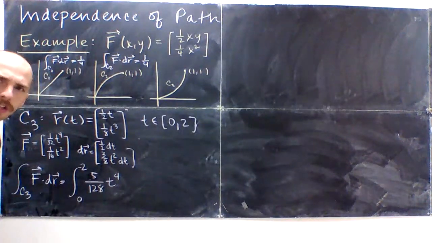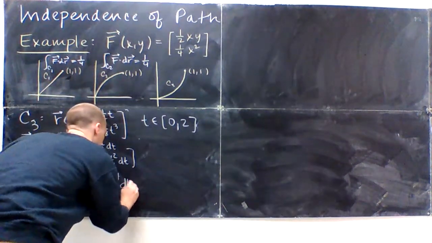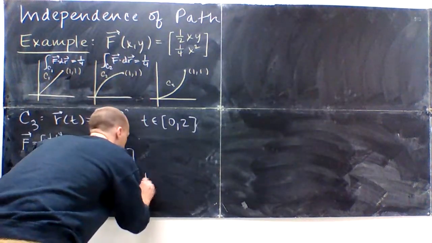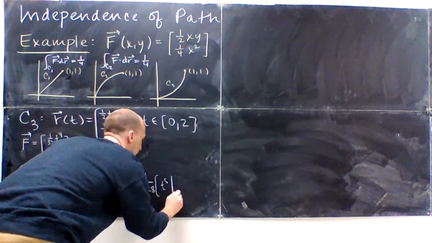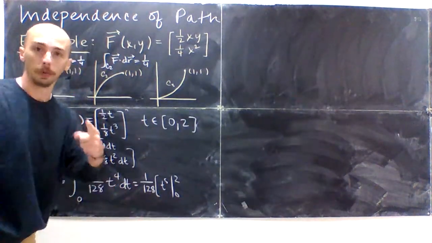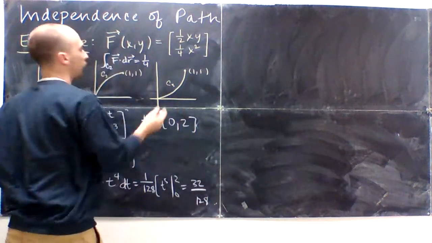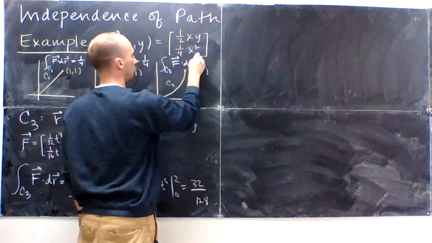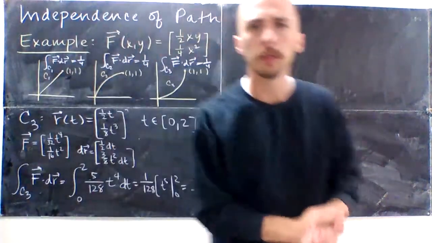You might be saying, oh, this doesn't look as likely to come back as 1/4, but don't worry, it will. Okay, so I'm going to take an antiderivative. It's going to be 1/128 t to the 5. Okay, so it's going to go all the way so it's 32/128, which is 1/4. And so I'm concluding that the integral over C3 of F dotted with dr is also 1/4.